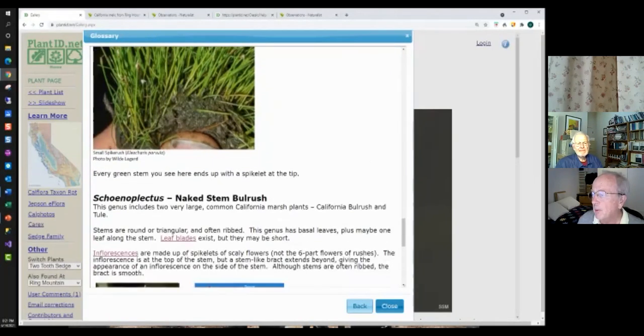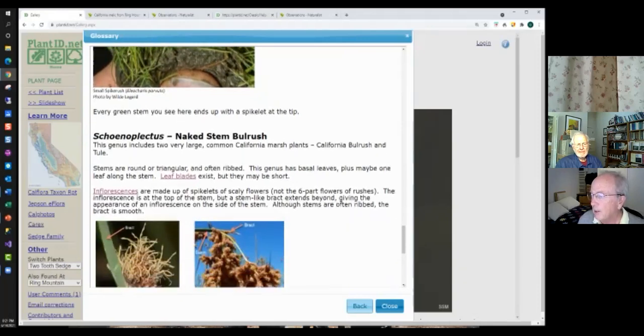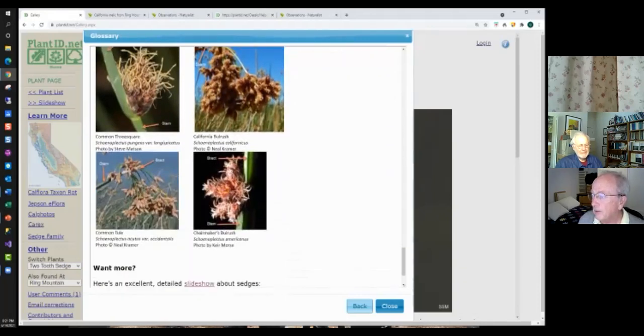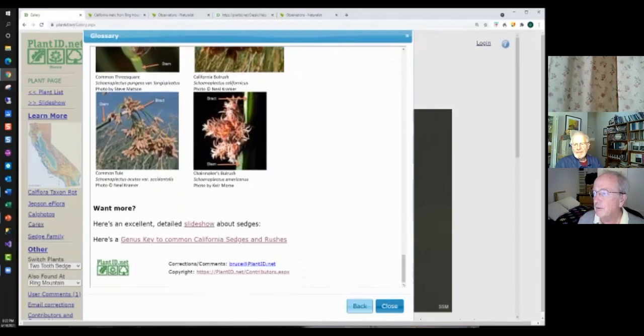Then we have the Schoenoplectus genus, which is naked stem bulrush and includes two large common California marsh plants, the California bulrush and tule. And we can go on and on about sedges, but I just wanted to let you know that there's a lot of information, including this link to an outside slideshow, which is a college level course on sedges.